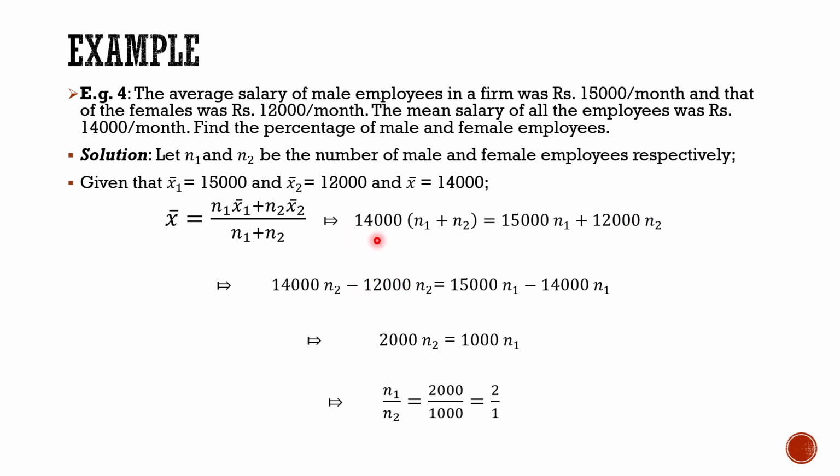And further calculations can be done, and you can get the ratio of the number of male to female employees, that is 2000 divided by 1000, that is 2 is to 1. It means the percentage of male and female employees is two-third and one-third: males are two-third and females are one-third in that particular company.